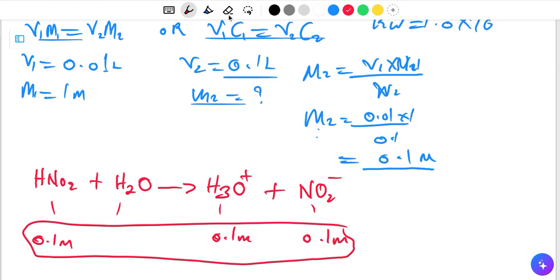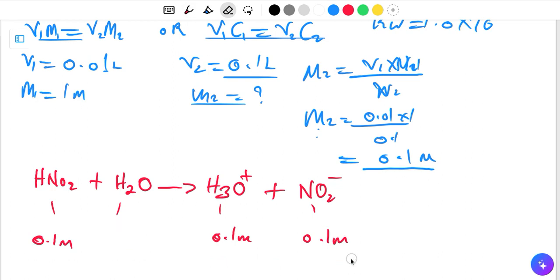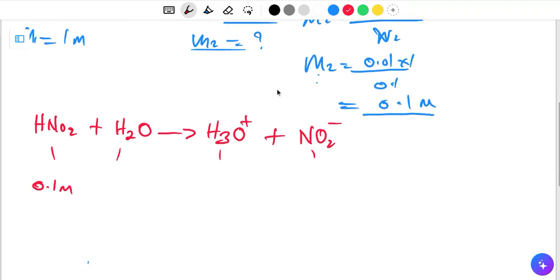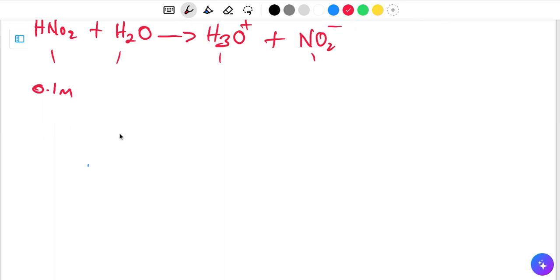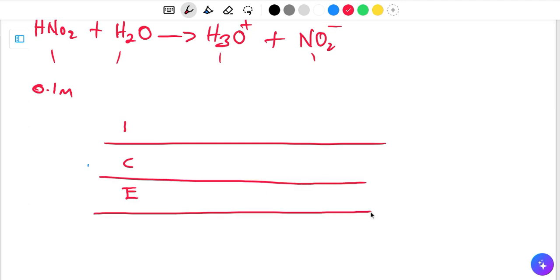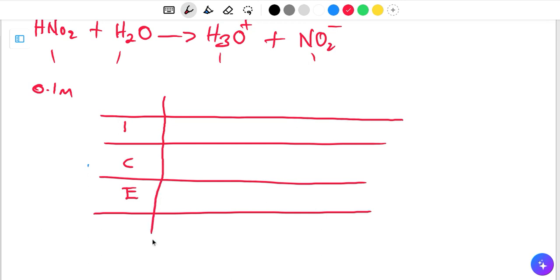What about the second table now, after dilution? After dilution, you don't have what the concentration of these are going to be. So you need to draw the ICE table. So this is the second ICE table, where I denote the initial, then C denotes change, and E denotes equilibrium. So this is what we have.